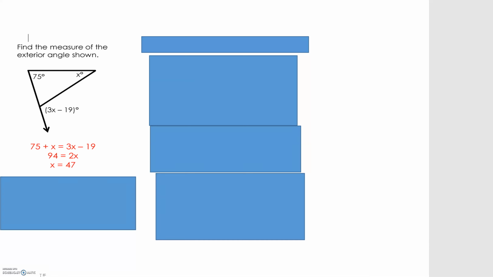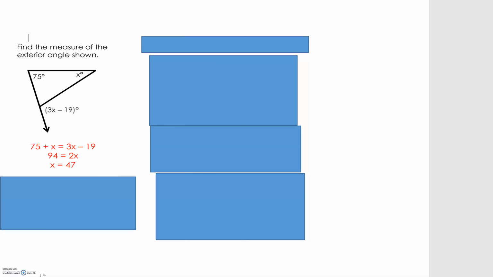Again, x and 3x are on the opposite side of the equal sign, so make sure that you subtract the smaller one. You don't want to combine them. And then the same with negative 19. You have to add 19 to both sides. And then the last step is divide by 2.